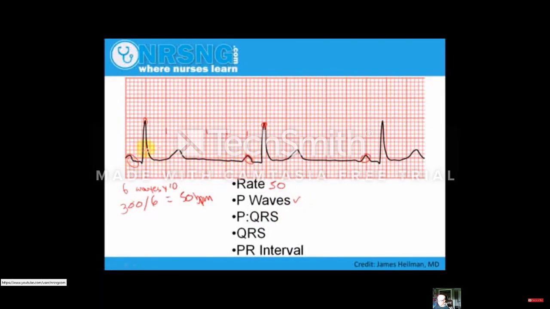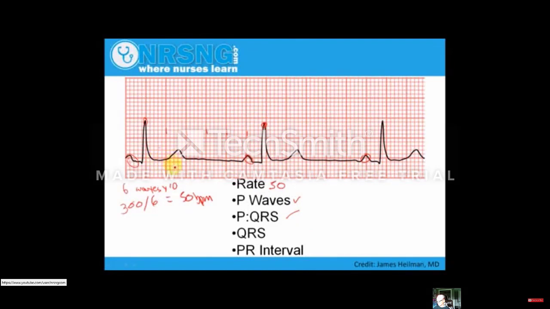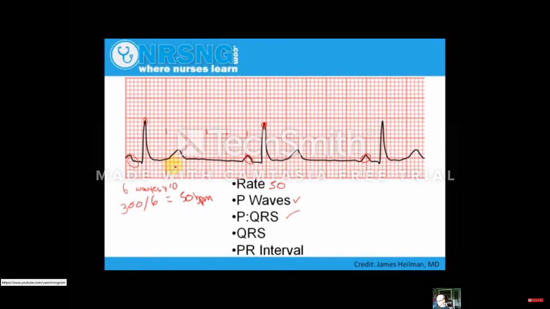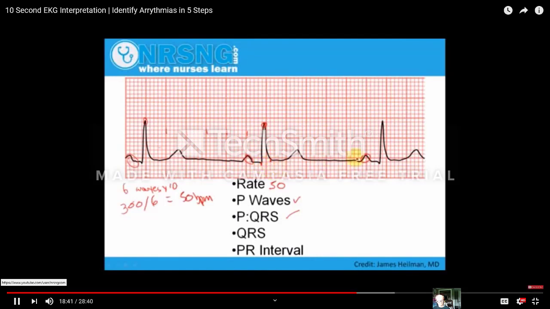Next we're going to look at our QRS. We're going to say, do we have QRSs? Yes. Okay. And then we're going to say, is it between 1.5 and 3 small boxes? So QRS. Okay. So it's 2 small boxes. Let's check this one. QRS. Okay, about 2. QRS. About 2. So it's less than 3. So that's correct. That's what we want.